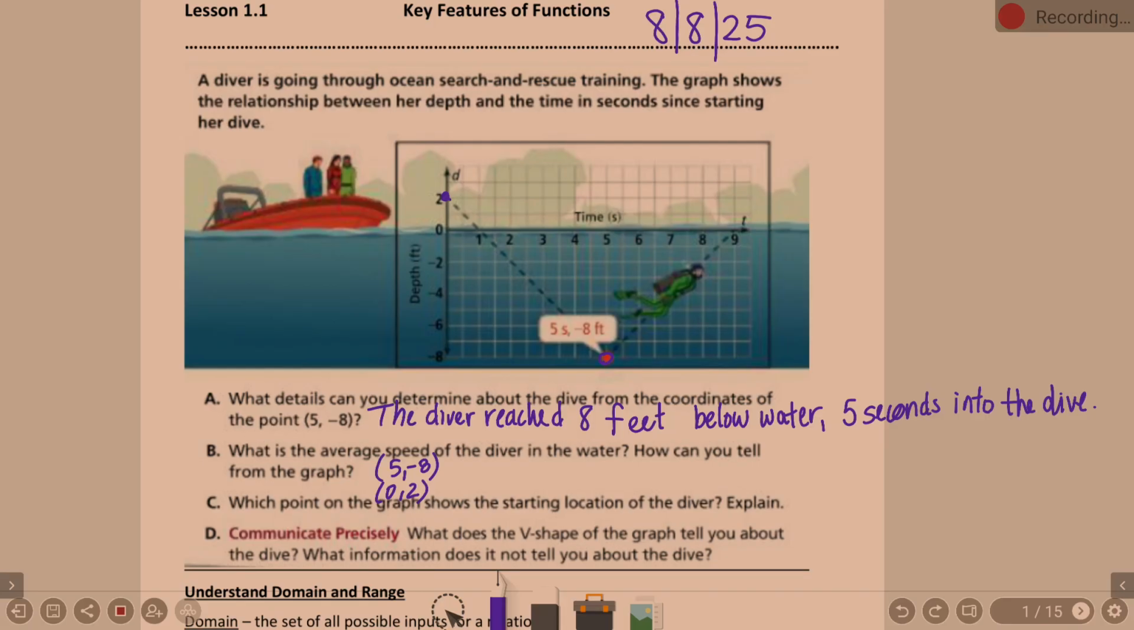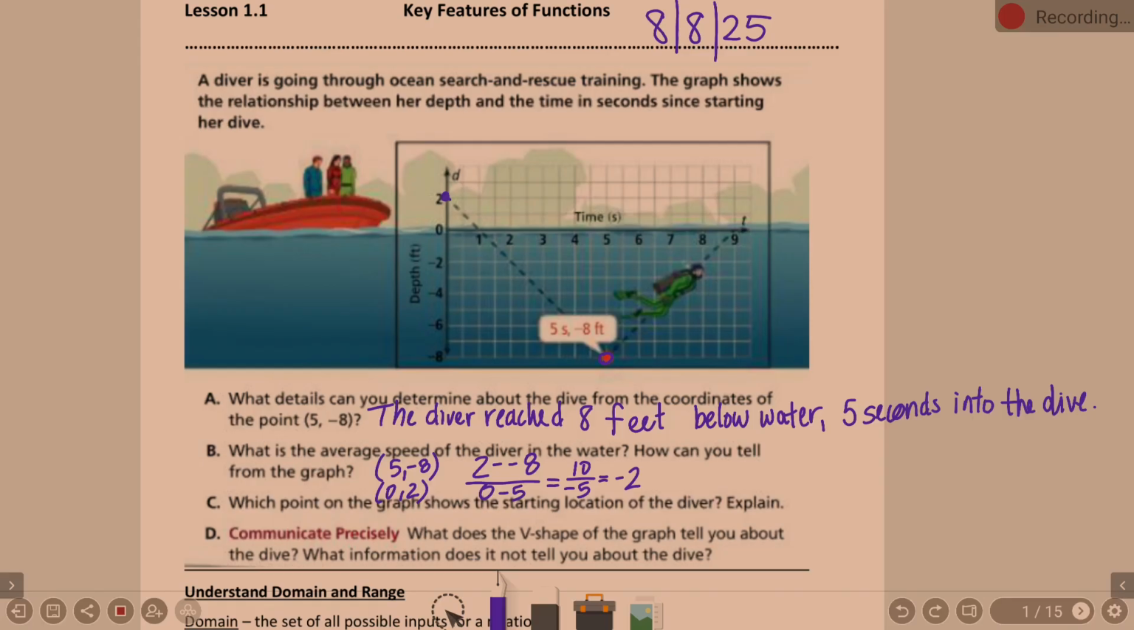So if we do something like that, y2 minus y1, so 2 minus -8 over 0 minus 5. There, that difference between 2 and -8. 2 minus -8 is 10. 0 minus 5 is -5. 10 divided by -5 is -2. Why is it negative? Is it okay that it came out negative?